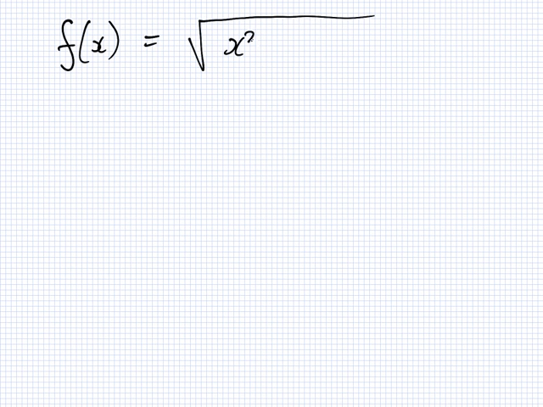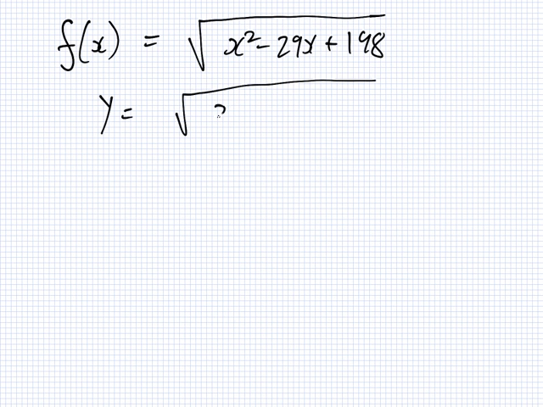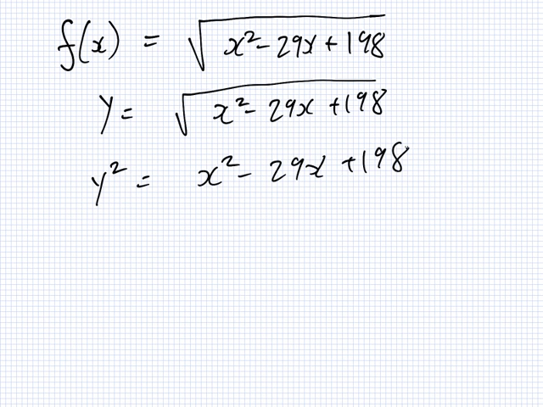Okay, what is the function here, Monica? Oh, it doesn't matter about the letter. We want the range here. Let's use our technique and see what happens. Y equals root of x squared minus 29x plus 198. Y squared equals x squared minus 29x plus 198.